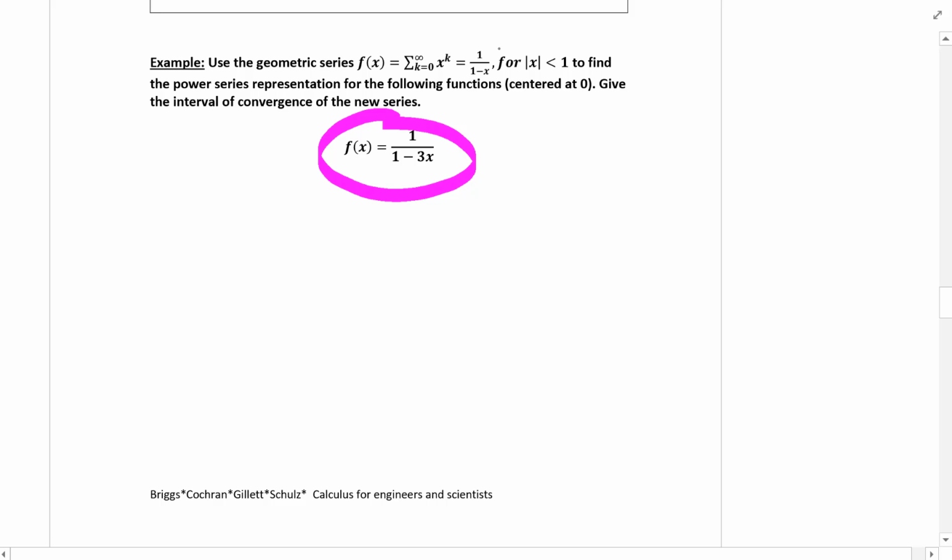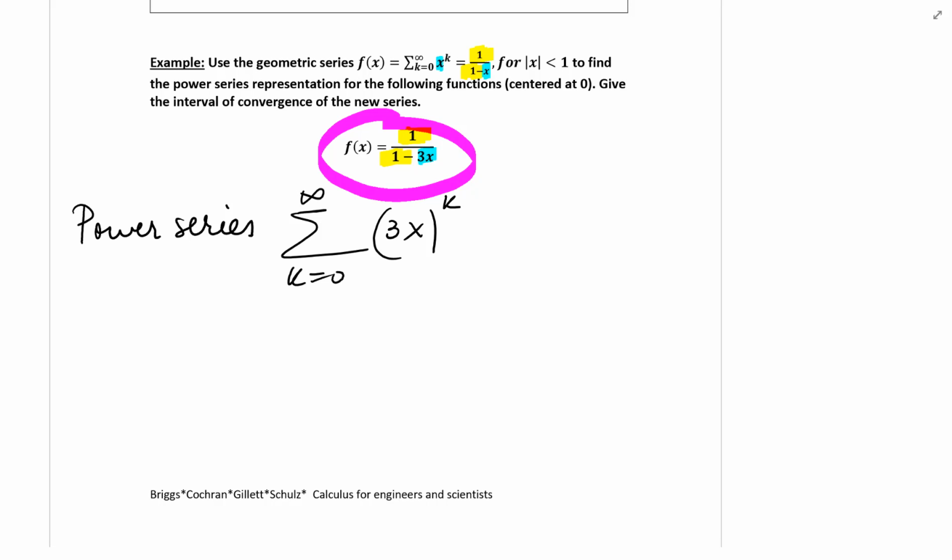If we just compare this, we notice that it's one at the top, one here, one here, one here. Minus, minus. But this x is different. Here we have 3x. So how is that going to change? Well, instead of x, we'll put 3x. So the actual power series is going to be the sum as k equals 0 to infinity of (3x) to the k. Or if you want, it is 3x plus (3x) to the second plus (3x) to the third, and so on.